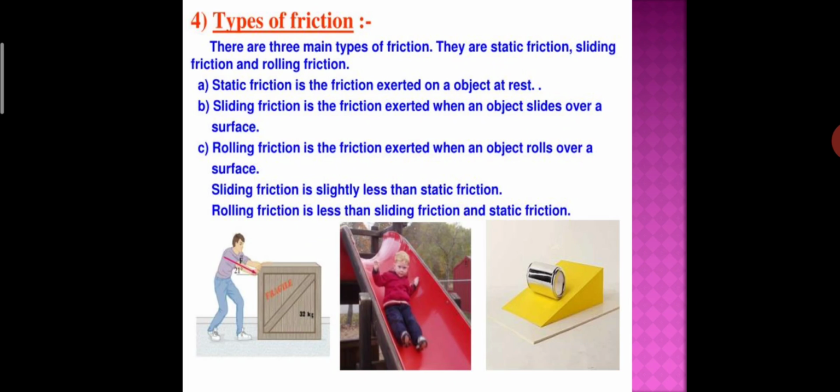Sliding friction is the friction exerted when an object slides over a surface. See, here the boy is sliding on a slider, so this is sliding friction. Rolling friction is the friction exerted when an object rolls over a surface. In this third condition, something is rolling over on the edge, so that is rolling friction. Sliding friction is slightly less than static friction, and rolling friction is less than sliding friction and static friction.